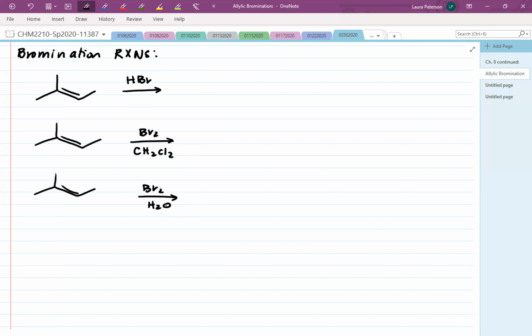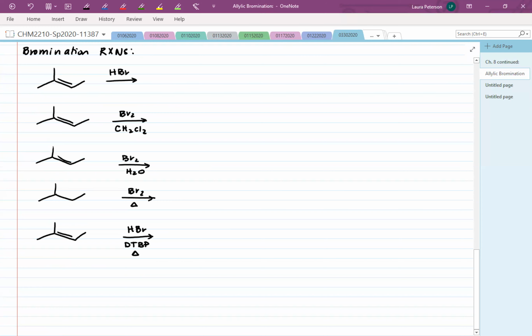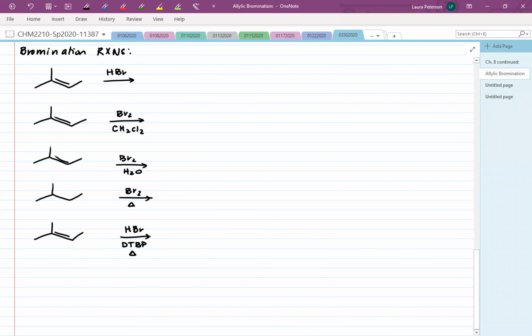Now we have some new ones to add in, right? The first one we learned in this chapter was Br2 and heat or light. That was free radical halogenation of an alkane. Next, we learned HBr and peroxides, so ditert butyl peroxide and heat or light. And then lastly, to try to get this all on one page, we just learned about allylic bromination.